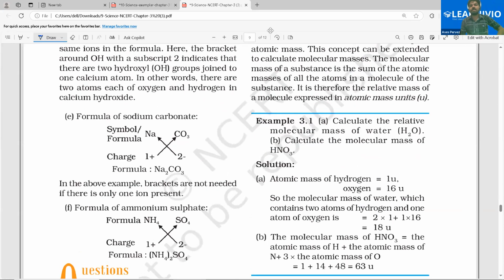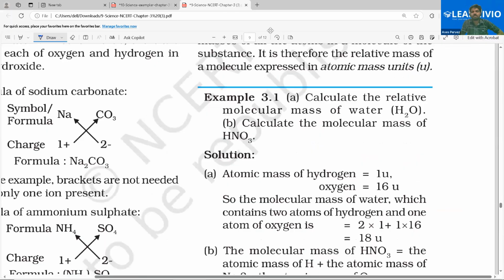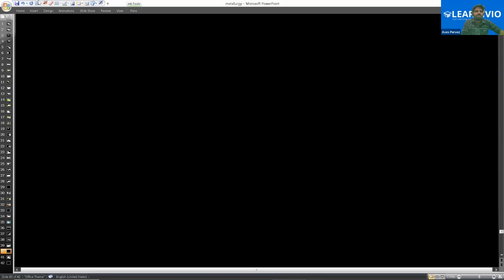Okay, and how can we calculate the mass of these compounds? The mass of these compounds is very simple. For example, if you need to find out the mass of sodium sulfate, the formula is Na2SO4. This is sodium sulfate.